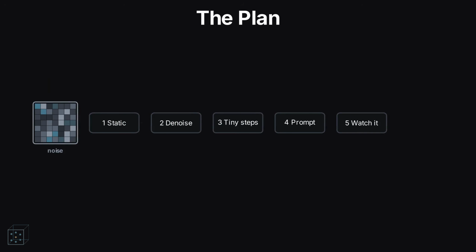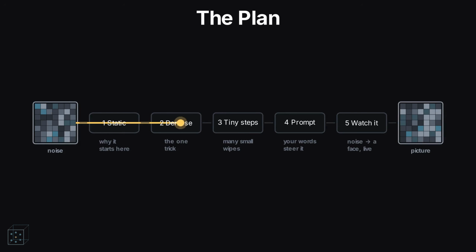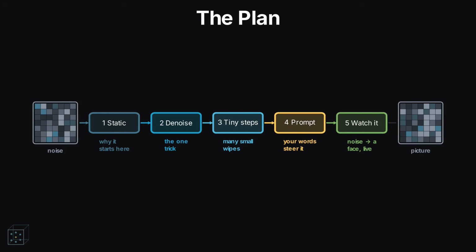So here's the plan in 5 steps. 1. Why it starts from static. 2. The one trick the model learns, denoising. 3. Why it cleans in many tiny steps, not one. 4. How your prompt steers the picture. And 5. We watch noise become a face live.